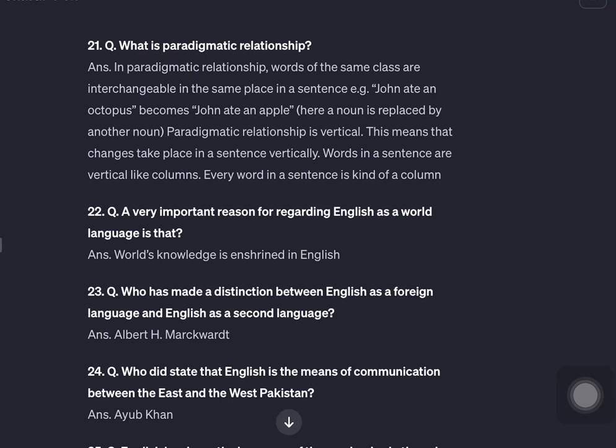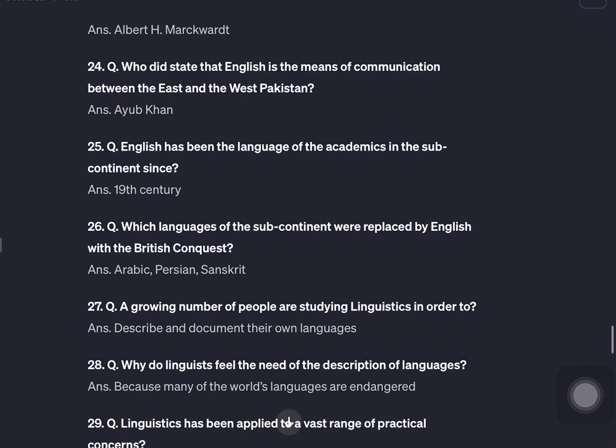22. Q. A very important reason for regarding English as a world language is that? Ans. World's knowledge is enshrined in English. 23. Q. Who has made a distinction between English as a foreign language and English as a second language? Ans. Albert H. Marquardt. 24. Q. Who did state that English is the means of communication between the East and the West Pakistan? Ans. Ayub Khan. 25. Q. English has been the language of the academics in the subcontinent since? Ans. 19th century.